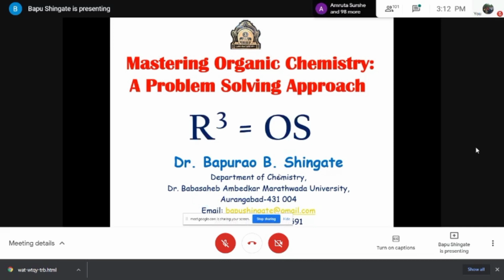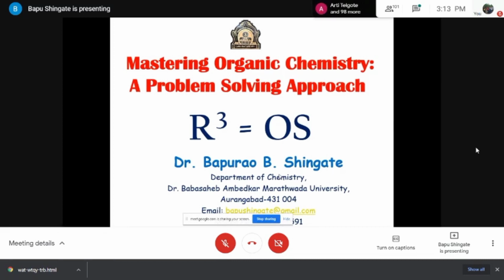Just before talking on this particular issue, I will give you one equation: R cube is equal to OS. R cube is equal to OS. You will not see this kind of equation in organic chemistry. No doubt we have seen n number of reactions, but the equations available in physics, physical chemistry or mathematics, we never see in organic chemistry.